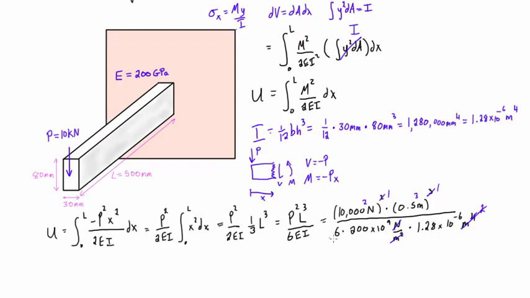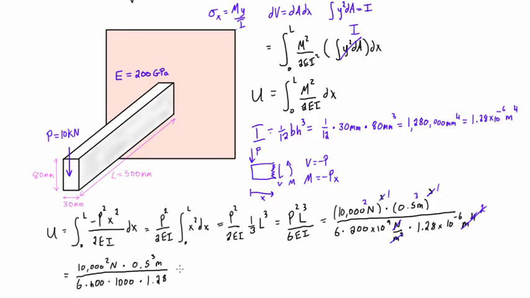So let's just write this down here a little bit cleaner, making sure we have all of the proper units. So we have 10,000 squared newtons times 0.5 cubed meters, and then on the bottom we're going to have 6 times 200, and then when we have 10 to the 9 times 10 to the minus 6, we can just simplify that to 1,000, and then times 1.28. So there's no units on the bottom, the units on the top are newtons times meters, and that's good.